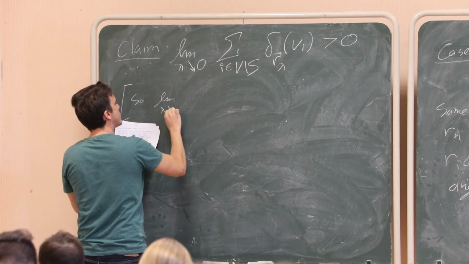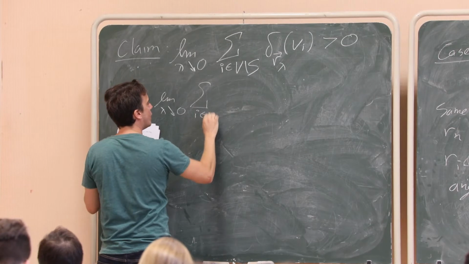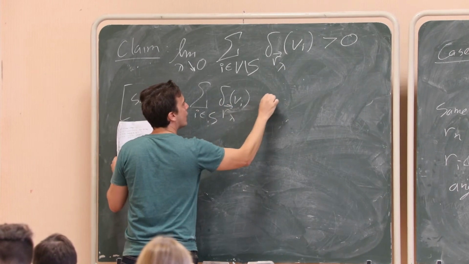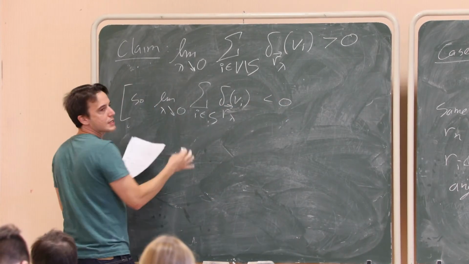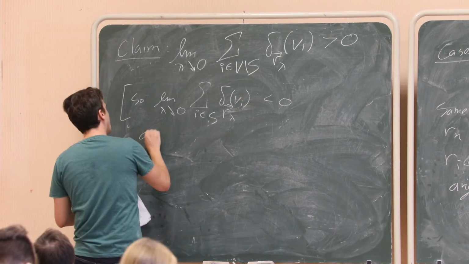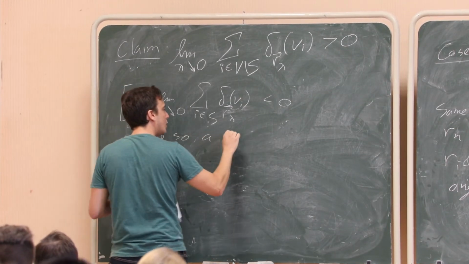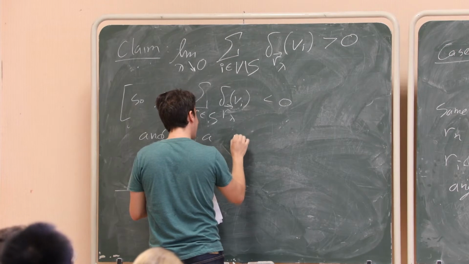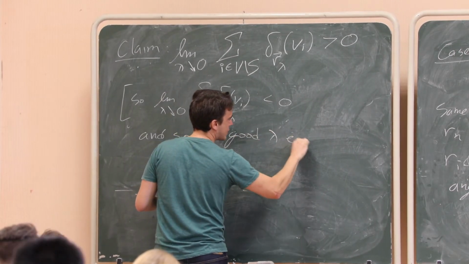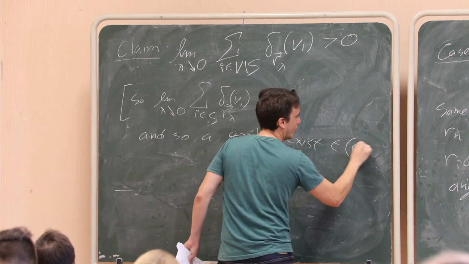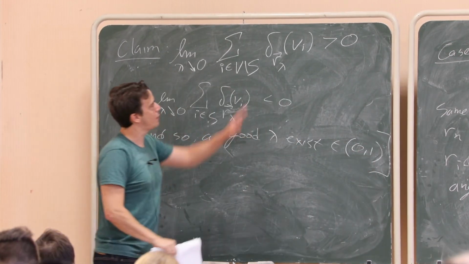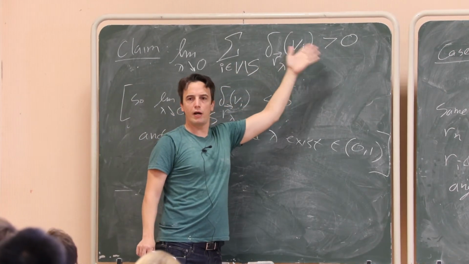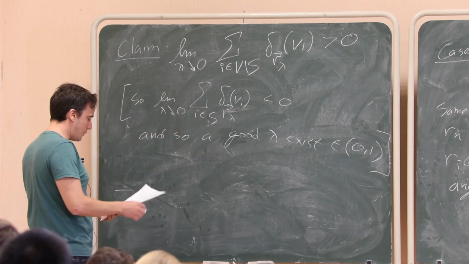So the limit as lambda goes to 0 of the sum over I in S of the delta Vi R lambda is smaller than 0, and so there is a lambda where they just meet, and so a good lambda exists, right, in (0, 1). Not at 0, because the limit is going to be strictly bigger than 0. It's going to be something like at least pi over 3 or something like this. So it's not something strict.